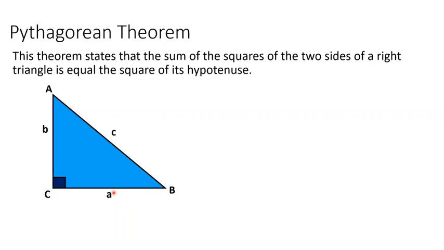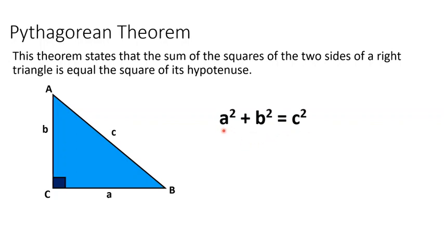So what is the meaning of the Pythagorean theorem? This theorem states that the sum of the squares of the two sides of a right triangle is equal to the square of its hypotenuse. If we translate this statement into an equation, this will be the equation. If you find the statement difficult to understand, just focus on the equation or formula. This is the formula we will use for the Pythagorean theorem: a squared plus b squared is equal to c squared.